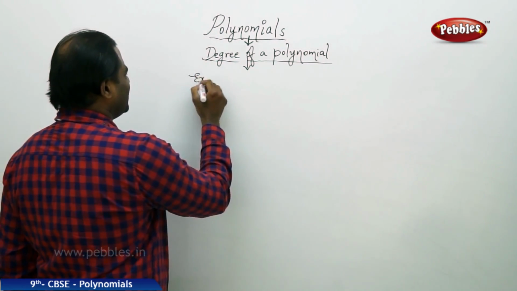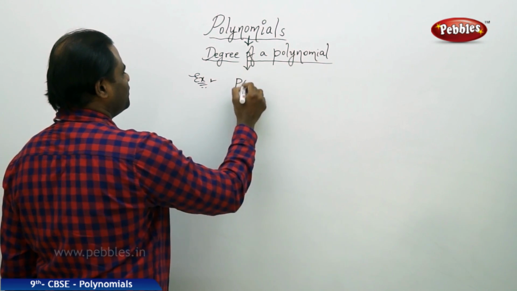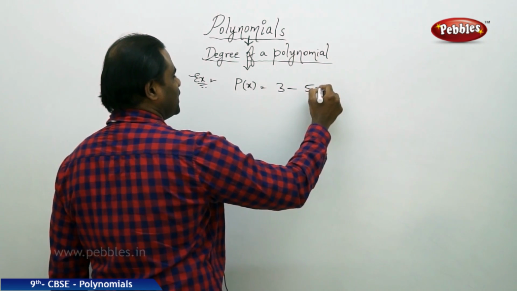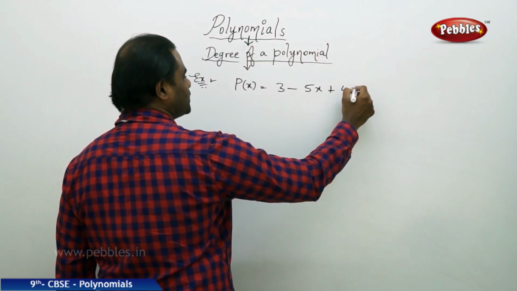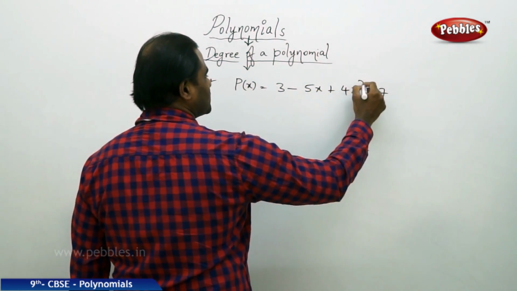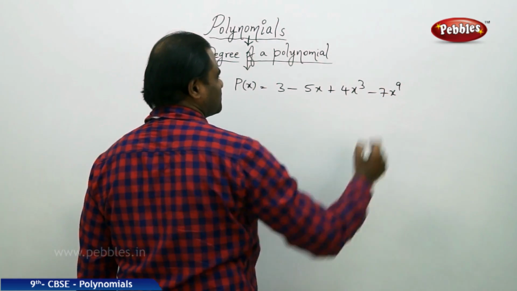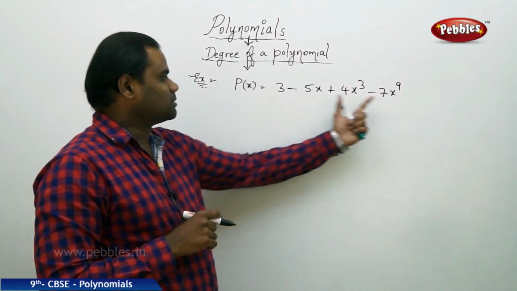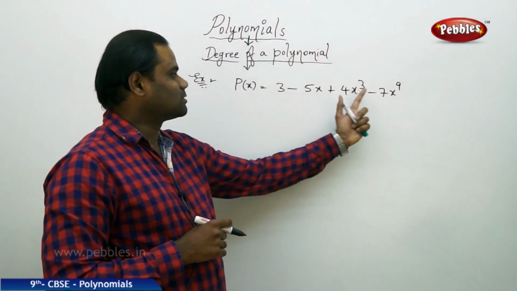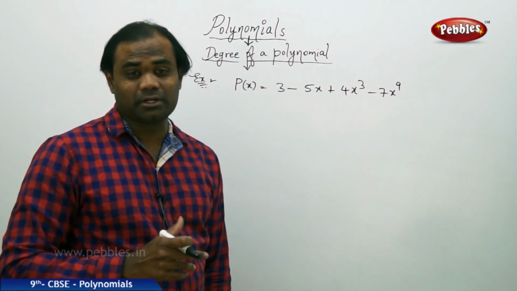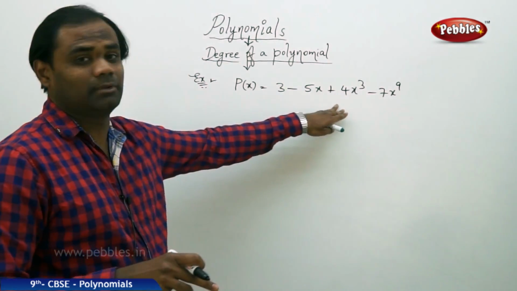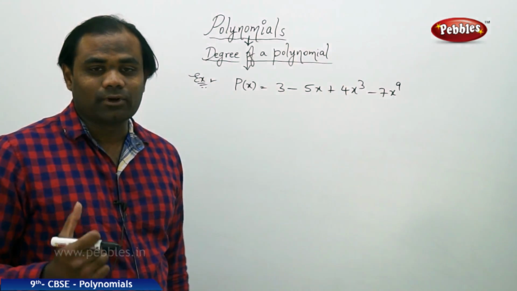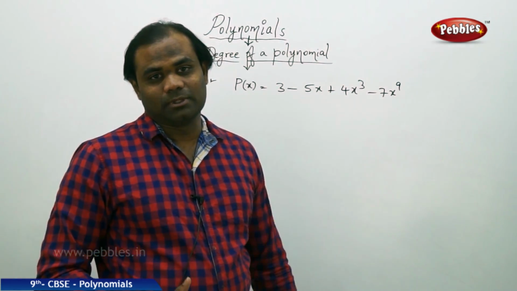For example, I have a polynomial p of x denoted by 3 minus 5x plus 4x cubed minus 7x power 9. Now this is a polynomial of 4 terms, and clearly I see each of the powers of x are whole numbers, therefore it must definitely be a polynomial. Let's see what the degree is for this polynomial.